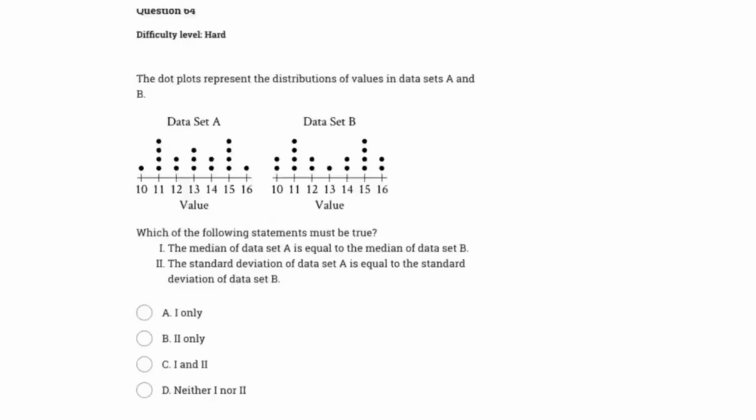So we know that the first clause here is true, so it can't be B and cannot be D. Let's see if the second clause is true. It says the standard deviation of dataset A is equal to the standard deviation of dataset B. So here's the thing with symmetrical distributions, right?